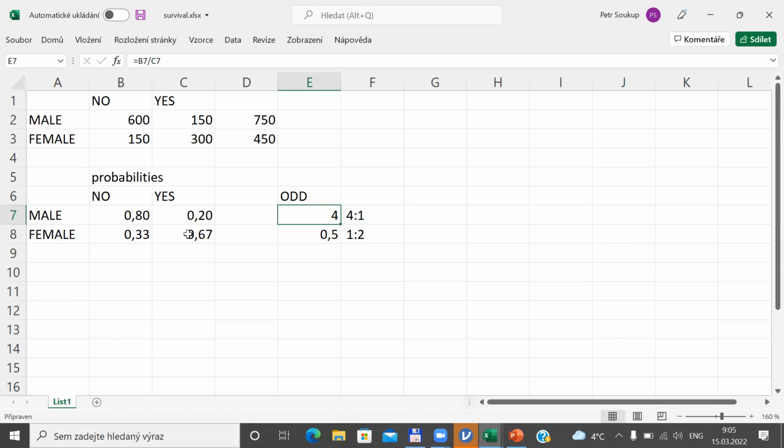Odds range from 0 up to plus infinity. If this value is nearly 1 and this is close to 0, the odds will be plus infinity, and the reverse case would be 0. Of course, we know that if this would be 1 and this would be 0, it is not defined.